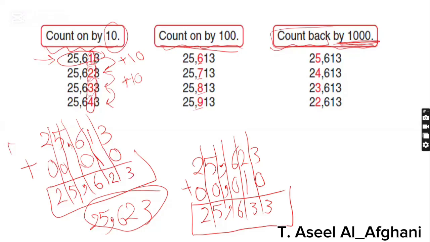What about counting on by 1,000? The change will be in the thousands place. Each time we increase the digits by 1. What about counting back by 1,000, for example? The change also will be in the thousands place only, but it is counting back, so we actually subtract 1 from the previous number each time.